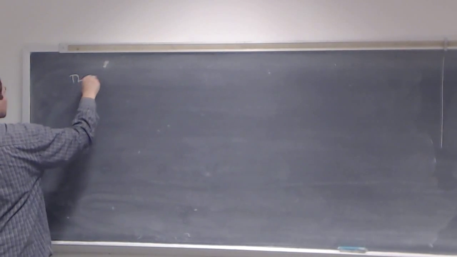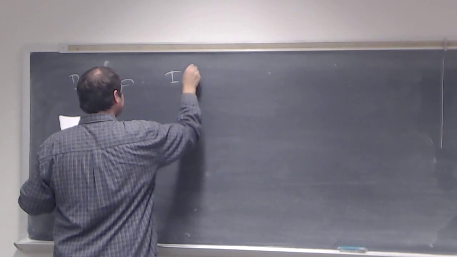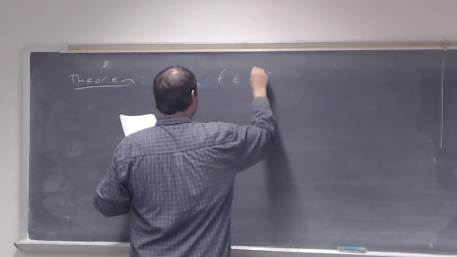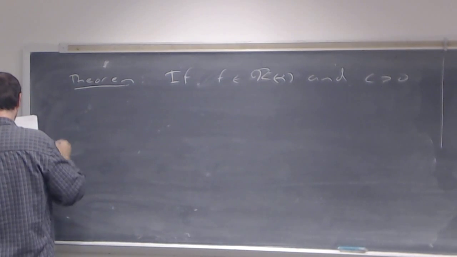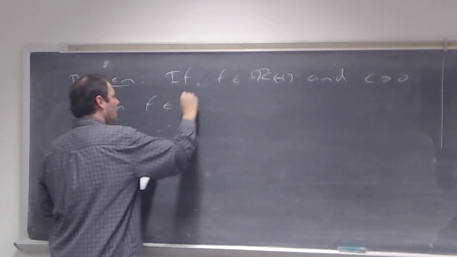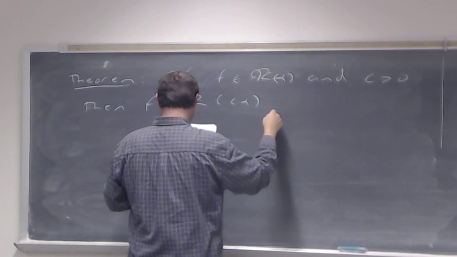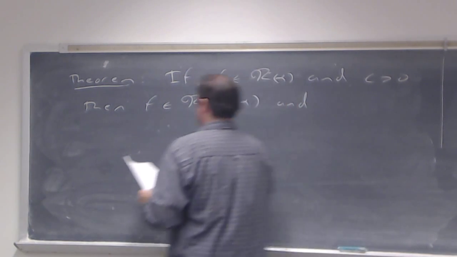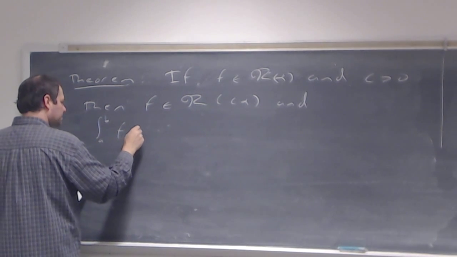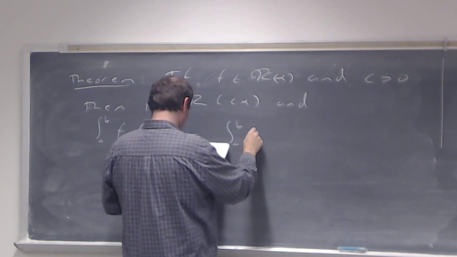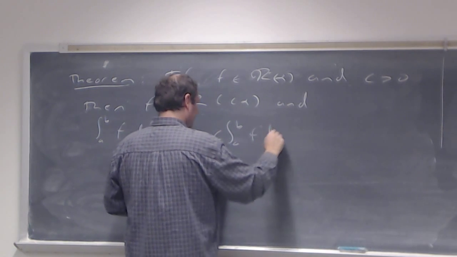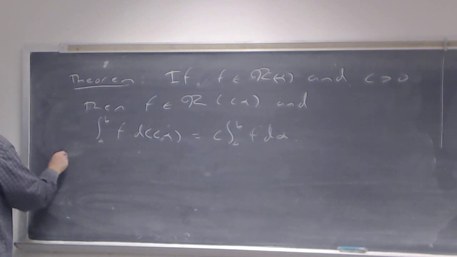So here's the last theorem I want to do. It says if f is Riemann integrable with respect to alpha, and in this case we have to have c being bigger than 0, then f is Riemann integrable with respect to c times alpha, and the integral from a to b of f d(c alpha) will be equal to, well, I'll pull out the c, c times the integral from a to b of f d alpha. Okay, so here's the proof.